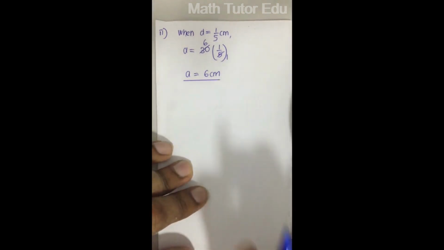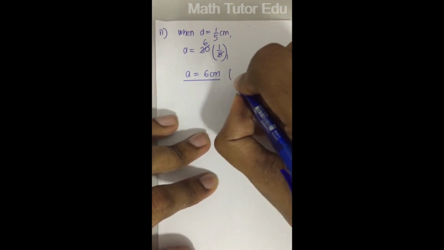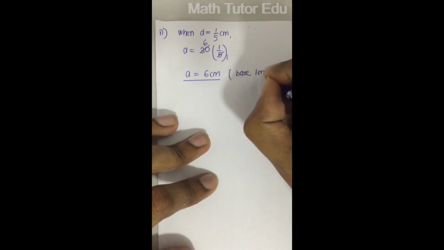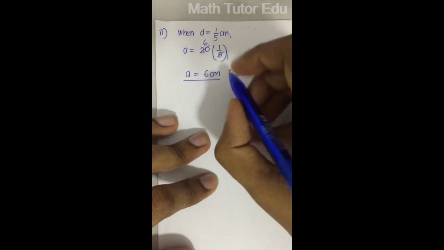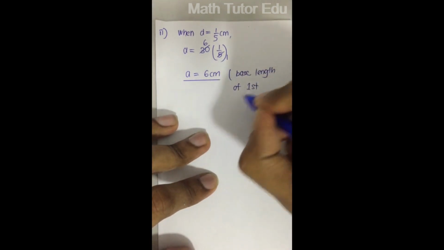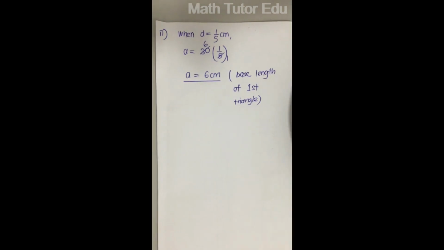Okay, what does this indicate, guys? This means that the base length of the first triangle. Okay, the next step we're going to do is find the summation of the length of the base of the triangle. In this case, the 31st triangle is the last triangle, guys.